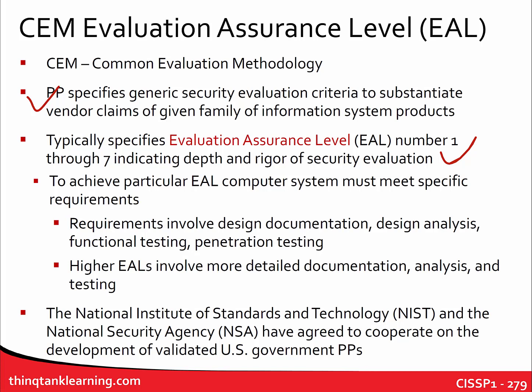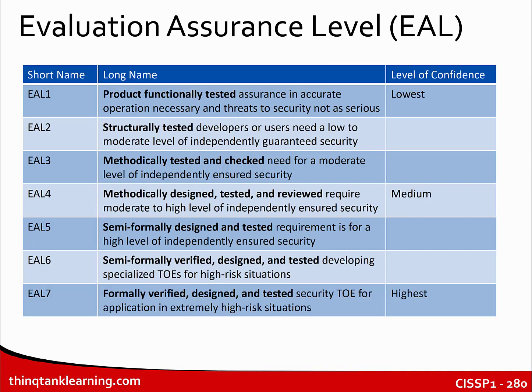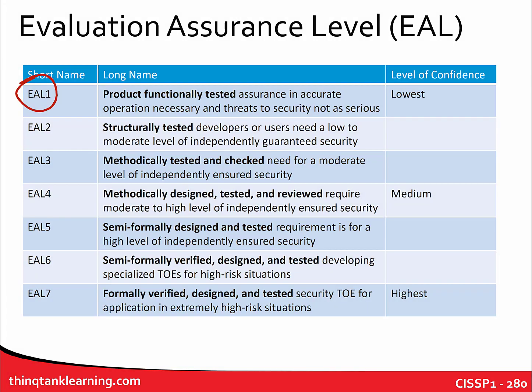The National Institute of Standards and Technology and the National Security Agency have agreed to cooperate on the development of validated U.S. government protection profiles, so that we can use common criteria to evaluate. Instead of TCSEC, the Orange Book, we use common criteria to evaluate federal systems. Okay, so here are the evaluations.